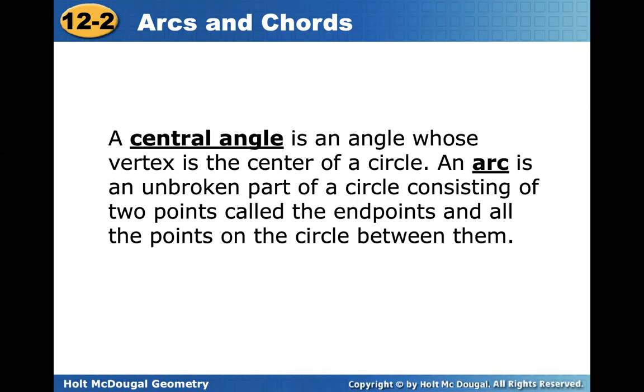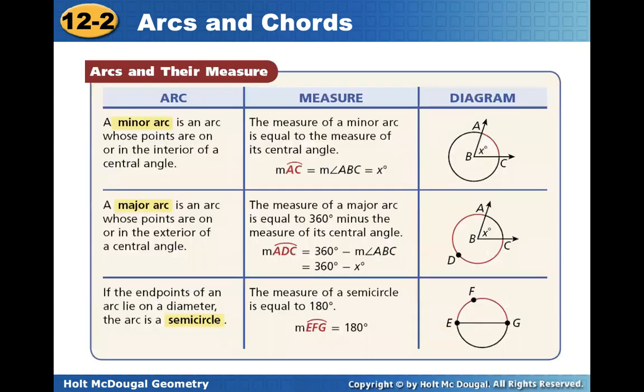An arc is an unbroken part of a circle consisting of 2 points called endpoints and all the points on the circle in between them. The arc is the actual piece of the circle. It's actually that curved part of the circle, okay? A minor arc is an arc whose points are on or in the interior of a central angle. So here's a central angle, ABC. The minor arc is between A and C, and we actually call it arc AC. It is also equal to the measure of the central angle, and of course, whatever X is there, okay?